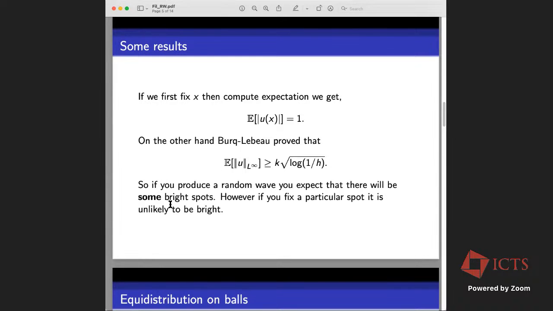So what this says is that if you produce a random wave, you expect that there will be some bright spots, but if you pick a particular spot and then check the random wave, it's unlikely that you happen to pick a bright spot. So this is a difference between some bright spots and each spot will be bright.